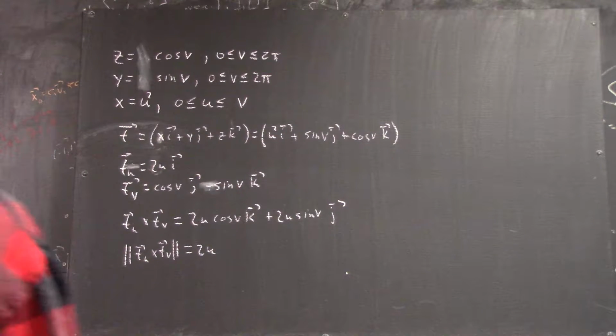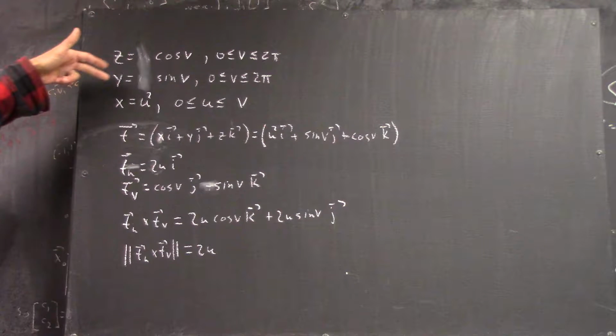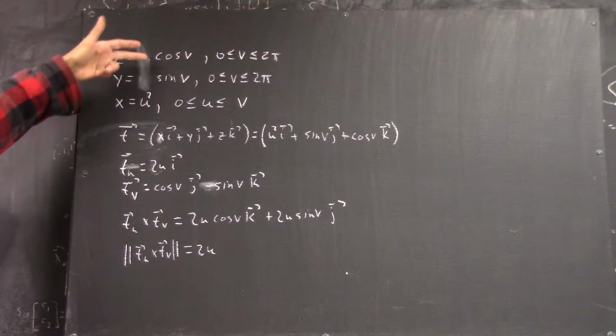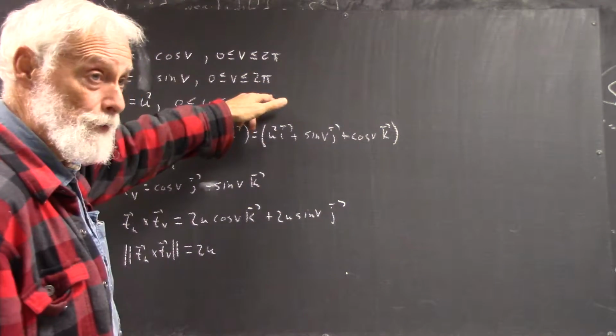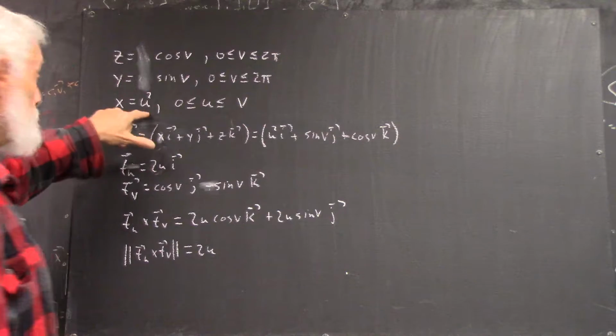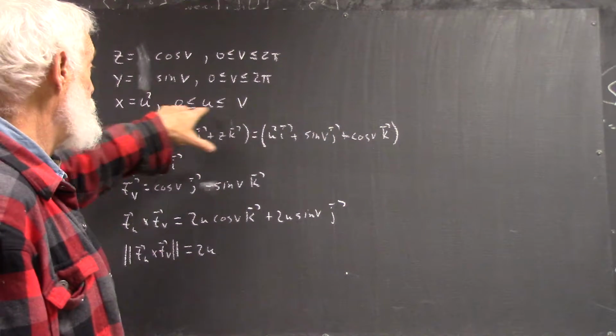Okay, so let's say we've got a surface that's parameterized like this. Z is cosine u, cosine v, y is sine v, x is u squared. V goes from 0 to 2 pi, so your cosine and sine both go through a complete cycle. And x equals u squared, where u can be anything from 0 to v.